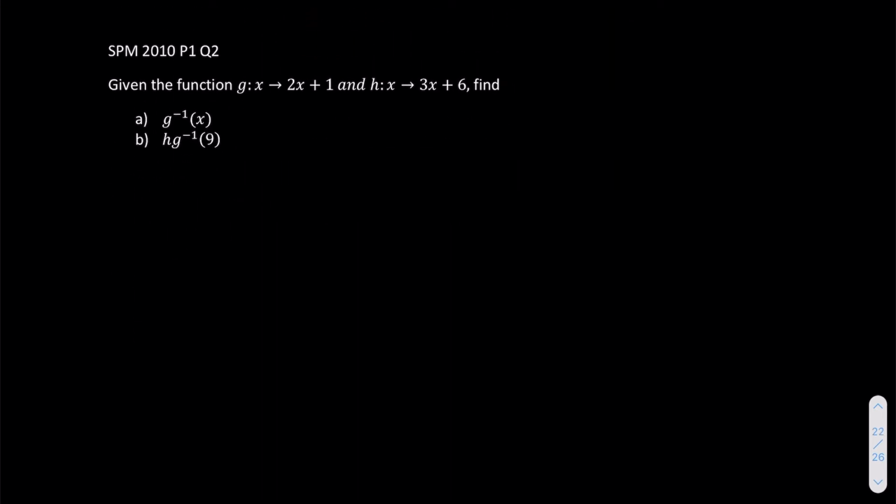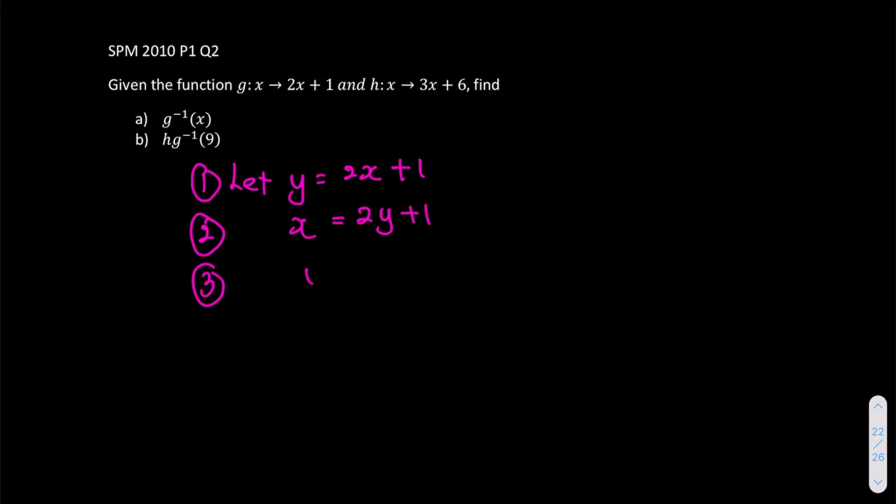So next question. Given that g of x is 2x plus 1, h of x is 3x plus 6, find g inverse. So again, finding the inverse, learn it yourself. So let y be equivalent to 2x plus 1. Change the y to x and x to y. Then solve for y. So y is equivalent to (x minus 1) over 2. And this is how we write it in the formal way. g inverse of x is equivalent to (x minus 1) over 2.